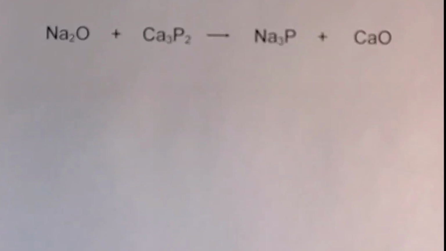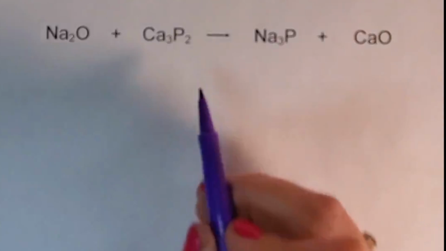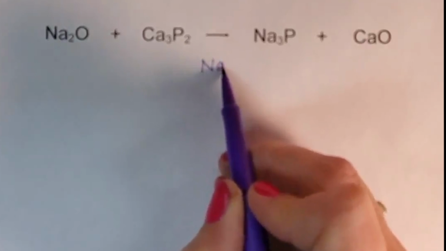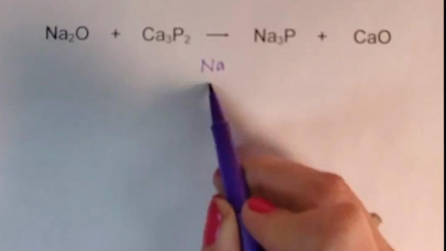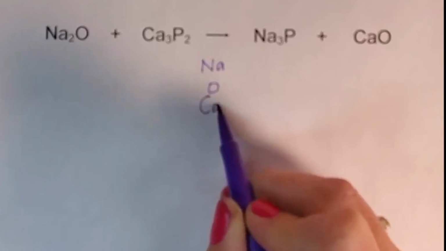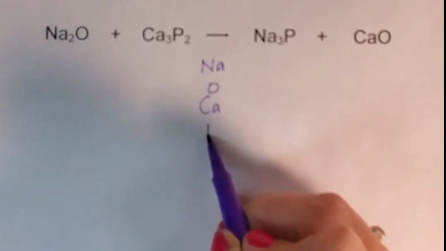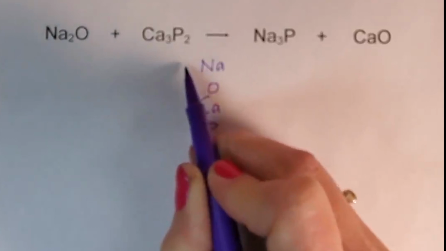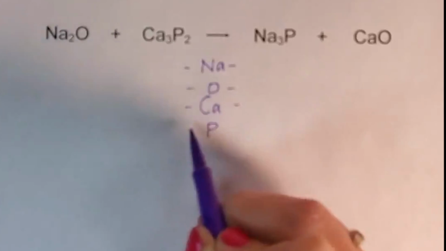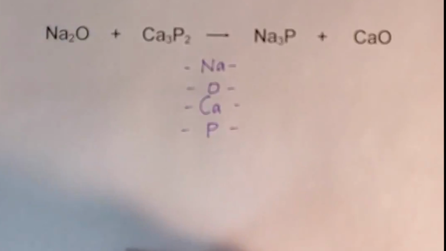In order to balance an equation, we are first going to make a list of each of the elements that we see on both sides of the equation right underneath the arrow in the chemical equation. So my list includes Na for sodium, O for oxygen, Ca for calcium, and P for phosphorus.